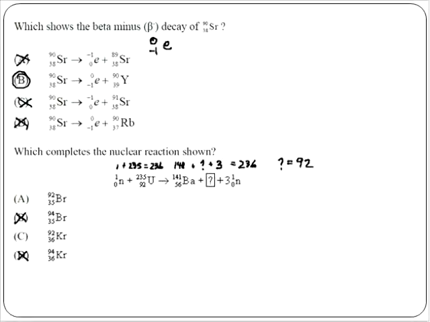Well, let's check it out. Look at the bottom numbers. 0 plus 92 equals 92. So the bottom numbers have to add up to 92. So I've got 56 plus my question mark plus 0 has to equal 92. That means that bottom number has to be a 36. Therefore, it's this guy right here. It's krypton.